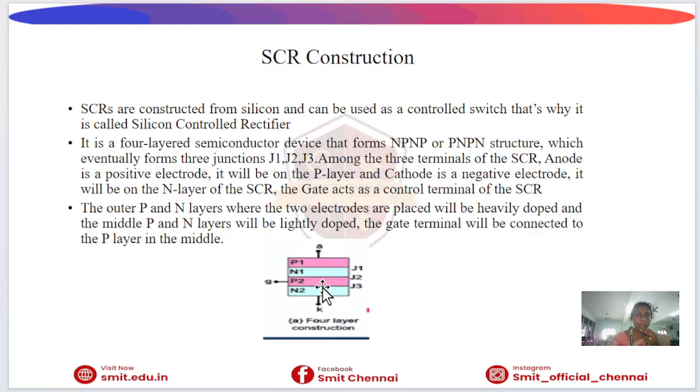And the next one is the doping. What does doping mean? It is the heavily doped layers and the lightly doped layers. The outer layers are heavily doped because they have better conductivity and reduced resistance. The middle layers are lightly doped. This gives proper control action and efficient switching, because the gate is connected to the middle lightly doped layer, so it is efficient in switching. The important point is that it contains four alternating semiconductor layers.